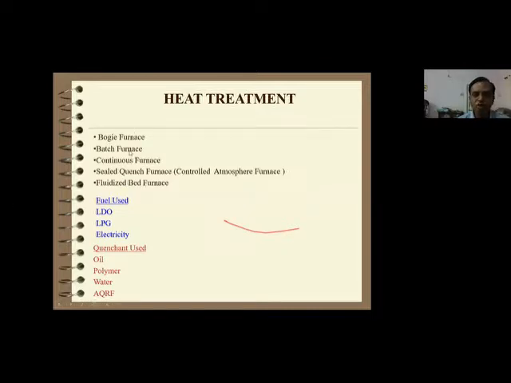Now, for operation of these furnaces, different fuels are normally used, like light diesel oil (LDO), liquid petroleum gas (LPG), or electricity. So these are the general fuels which are widely used in the majority of heat treatment shops.